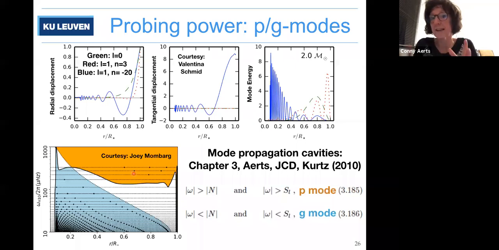It's from mixed modes. They have a pressure mode character in the envelope, but a gravity mode character in the interior. So, you know, the bottom line is, gravity modes are all over the place. We just hadn't been able to detect them. They're my favorite modes. They go deep into the star. That's where all the action lies of the stellar evolution, right?